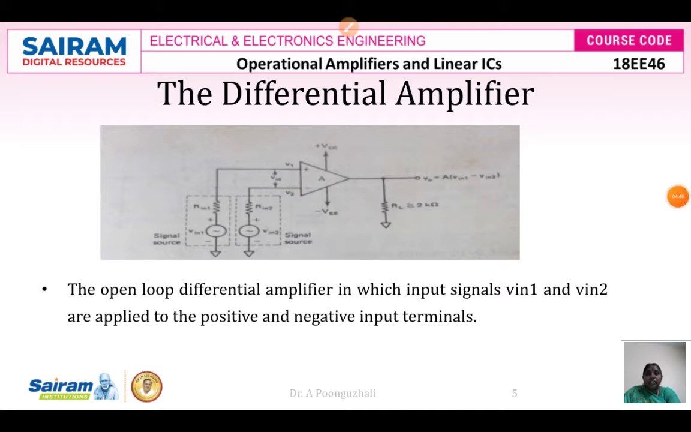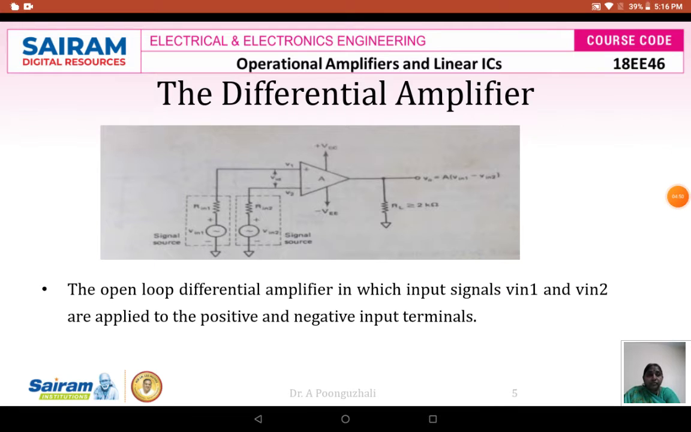So in this case, I am going to have a circuit. To the non-inverting terminal I am going to have a voltage V in 1, in series with your resistance R in 1. This is your first signal source. To the other input, the inverting terminal V2, I am going to have a source V in 2 in series with your resistance R in 2.